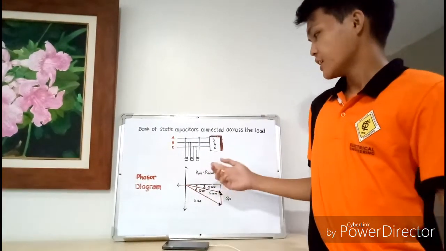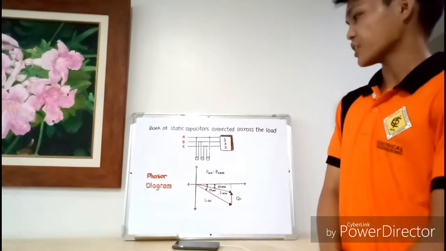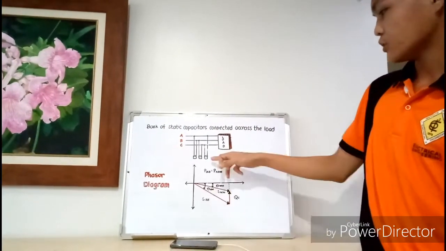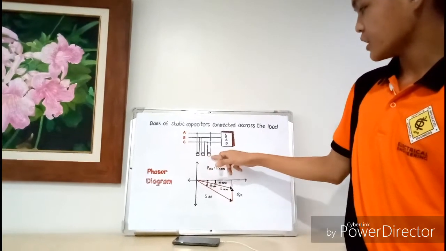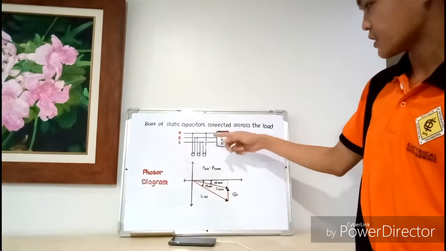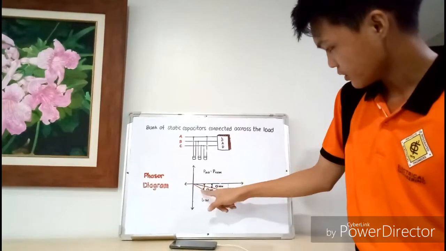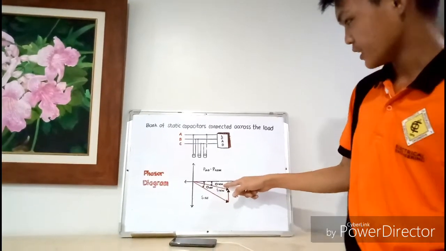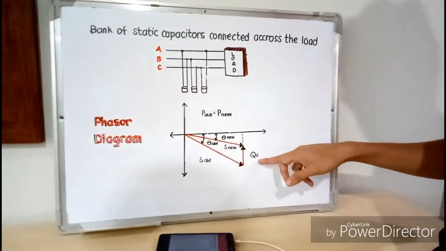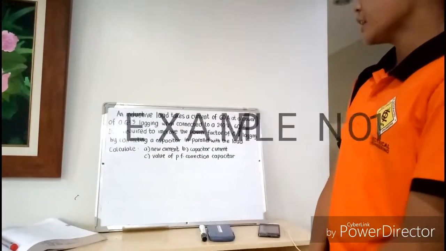So in this illustration, this is one of the methods in power factor correction. A bank of static capacitors is connected across the load. These capacitors are connected in delta with respect to the load. And this is the phasor diagram of this illustration. This is the old angle and the new angle, the old apparent power and the new apparent power, and the reactive power.